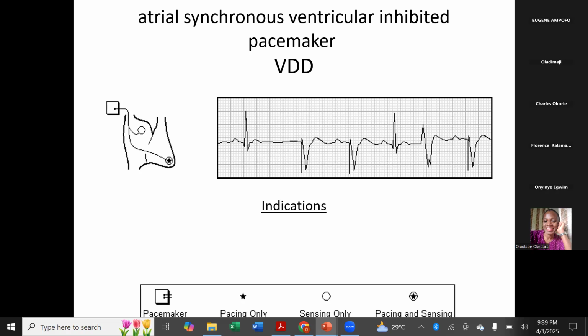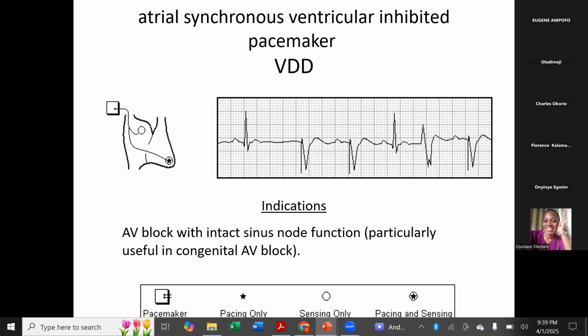But in a VVI, you can only pace the ventricle. You can only sense the ventricle. You cannot see any P wave. Is that clear? Any question? So we can move on, right? We'll soon round up because of time. Okay, great.